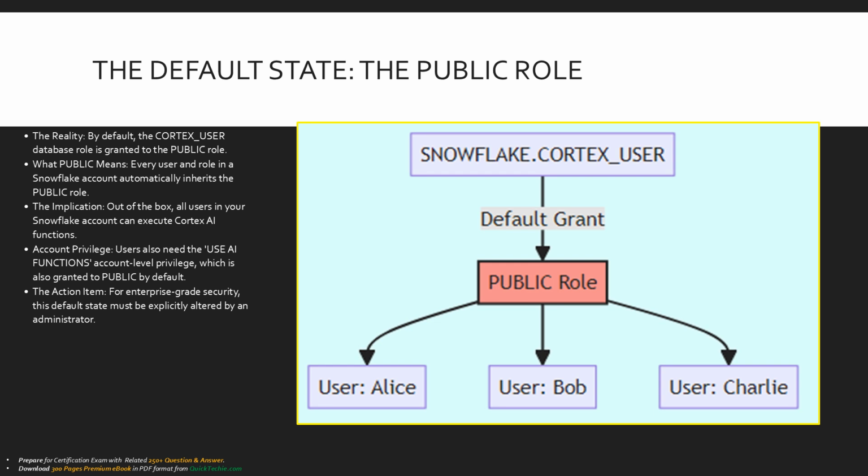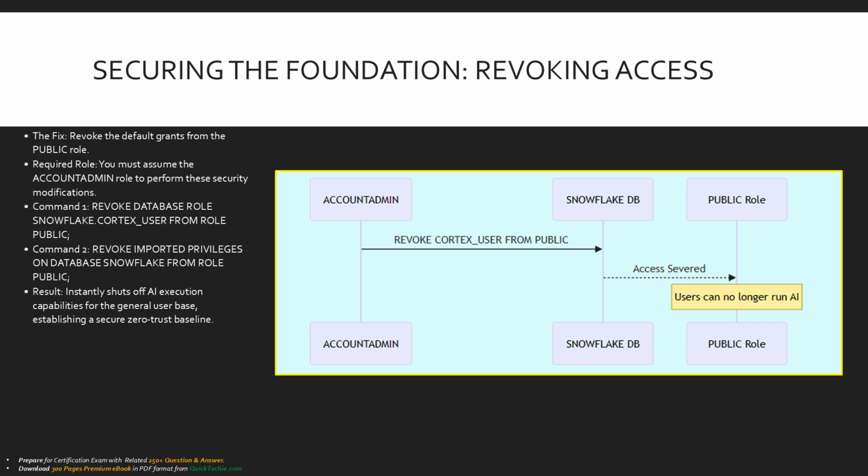Look at the visual representation of this default state. The Cortex user database role is flowing directly into the public role, highlighted in red to indicate a security risk. From public, access cascades down to Alice, Bob, and Charlie. Regardless of their actual job titles, they all have the keys to the AI engine simply because they exist in the system.